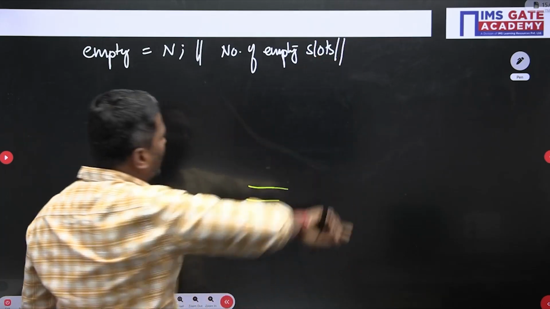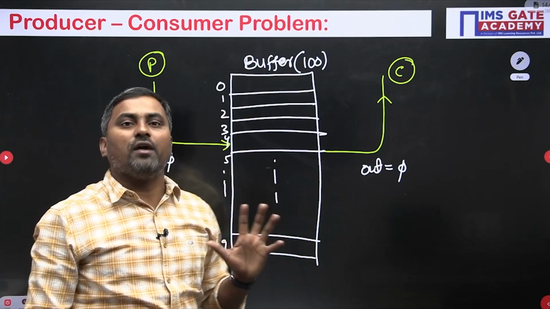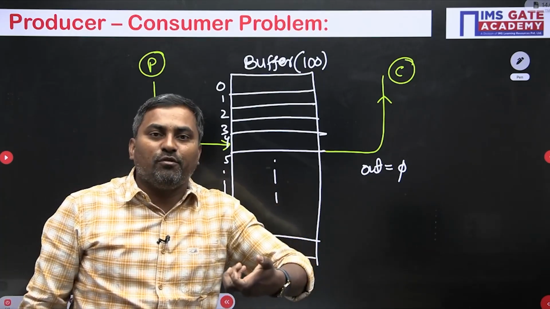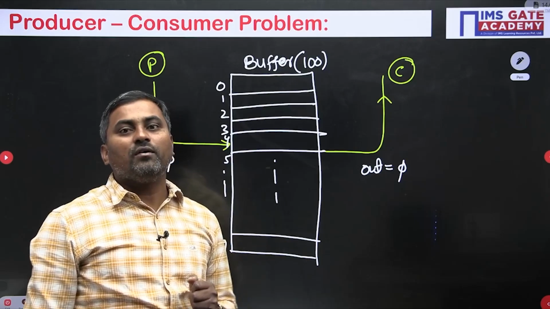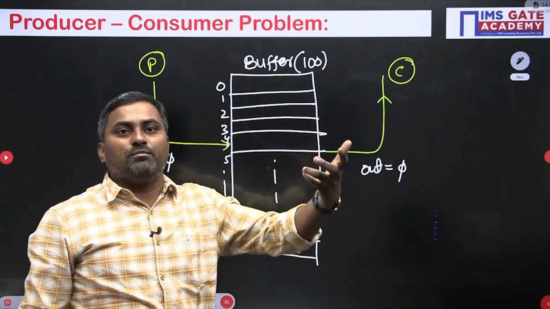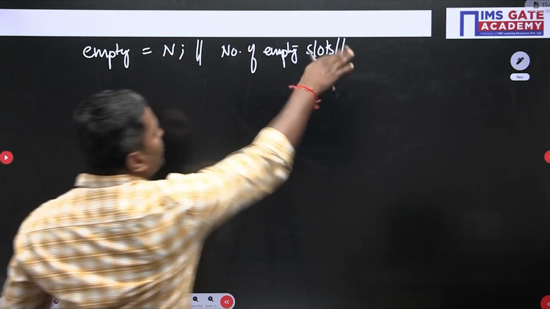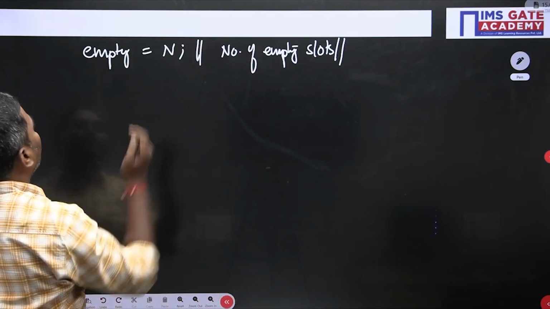How many empty slots? As per the example, 100 empty slots are there. Suppose I place information, the empty slots will reduce. If I place 2 items, 2 empty slots are reduced. So the empty variable is related to the producer.